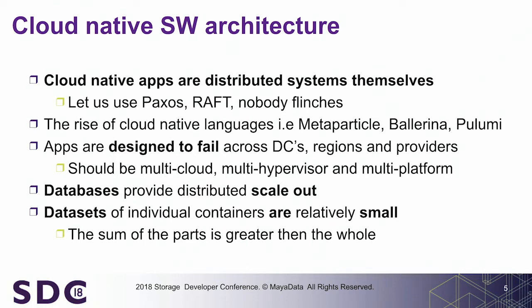The other thing is that the applications are designed to fail across DCs, so this is a built-in thing. They assume for it to fail, and it's not just across nodes, but also DCs, regions, and even providers, and it needs to be multi-platform, multi-cloud, multi-hypervisor, multi-anything. Databases, there are a lot of these NoSQL or key-value store databases out there, and they all have a form of load distribution, scale out, sharding, or what have you. And the final piece that we observed is that data sets of the individual containers themselves are relatively small.